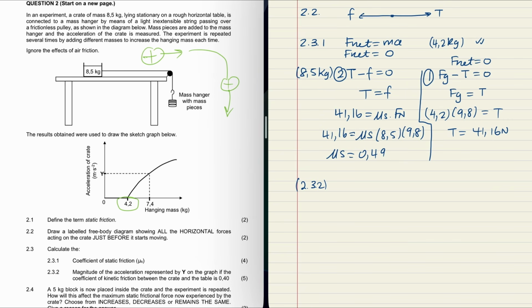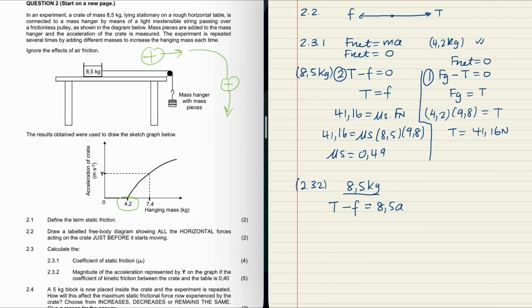Now for my 8.5 kilogram block, I'm going to have F net equal ma. But in this case, it's not going to equal 0 because it's clearly accelerating. That's according to the graph. So we're going to have T minus friction is equal to ma. So 8.5 multiplied by the acceleration.